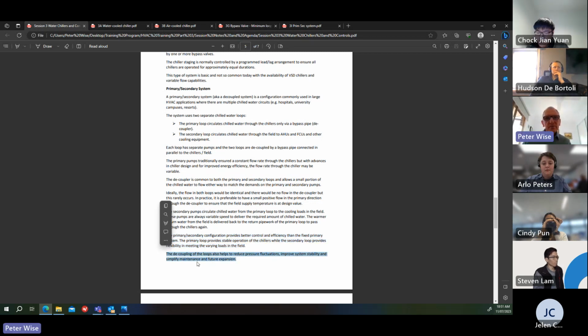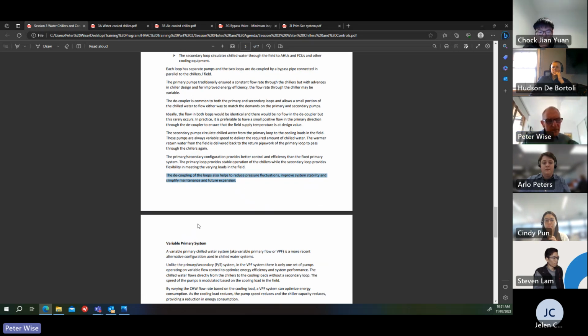The decoupling of the loops also helps to reduce pressure fluctuations, improves system stability, and simplifies maintenance and future expansion. So that's another thing. If you think that the project will grow, primary secondary is ideal because you can add more loops to your system, more secondary loops.